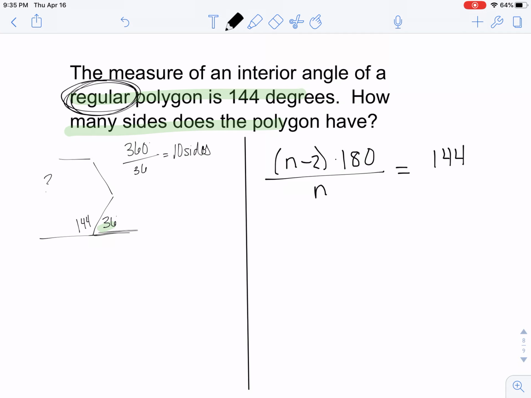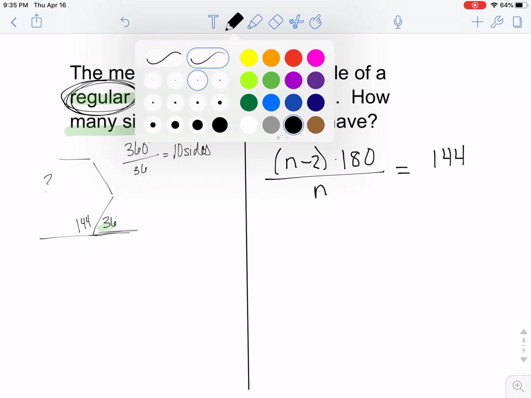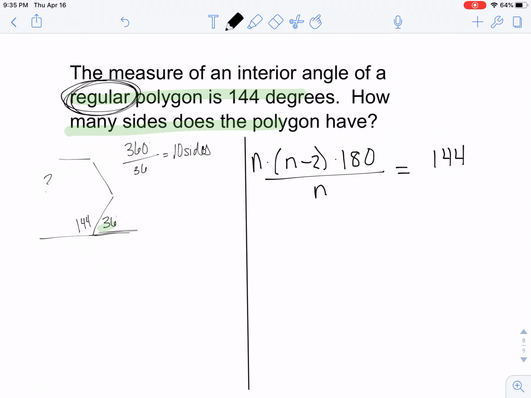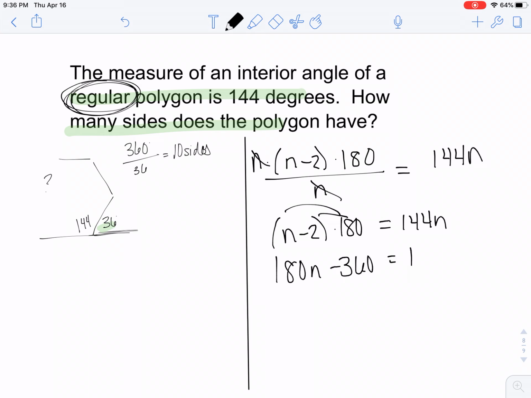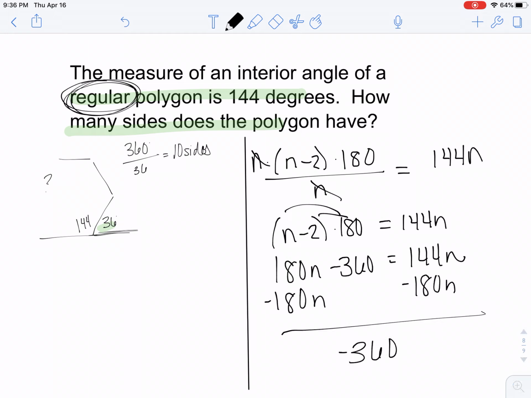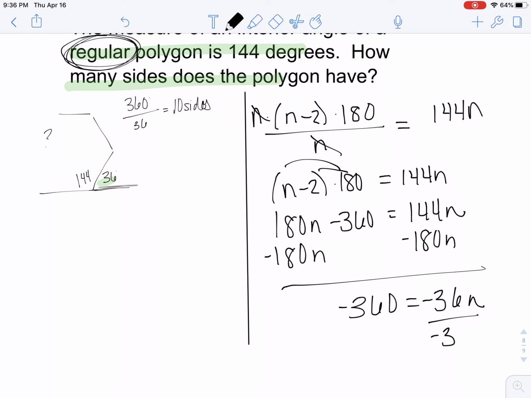So the first thing I'm going to do is probably multiply both sides by n to get rid of this fraction. And then these cancel here. So I'm left with n minus 2 times 180 equals 144n. And then I'm going to distribute that 180 through. And then I'm going to move this 180n over to this side. And then I'm going to solve for n by dividing by negative 36.